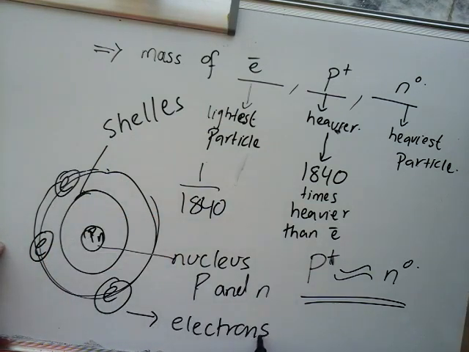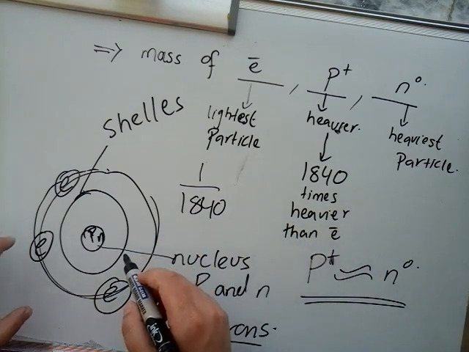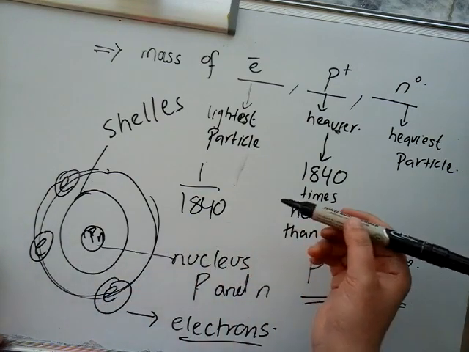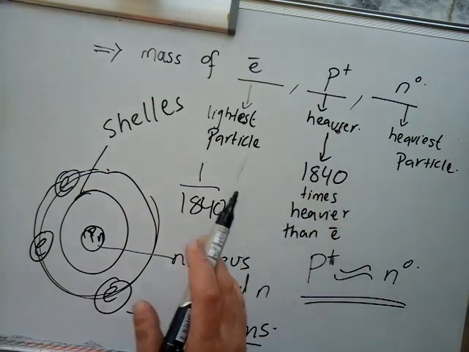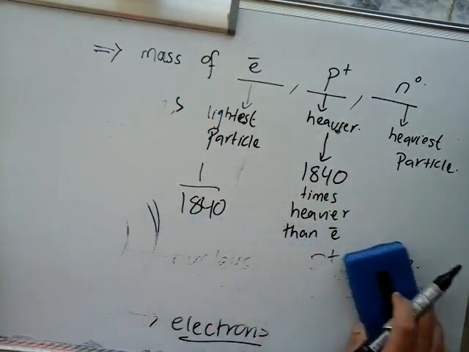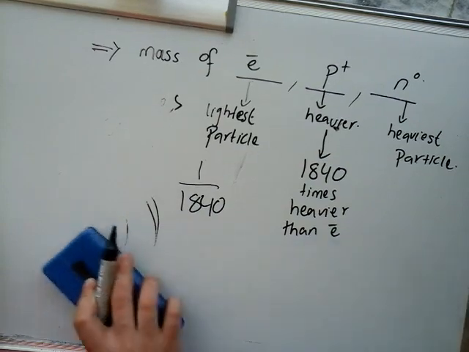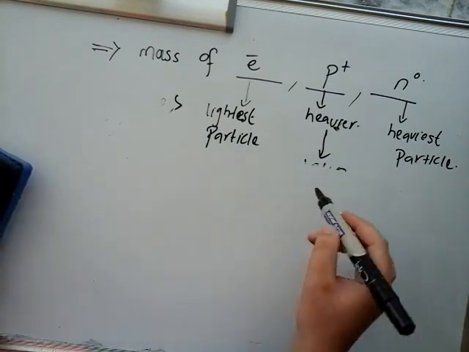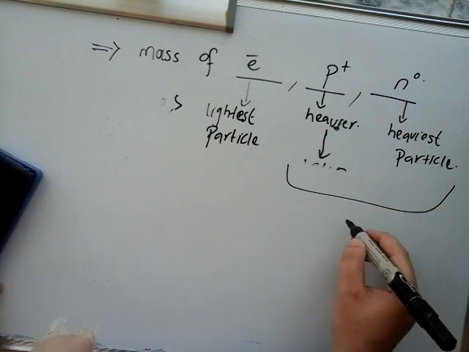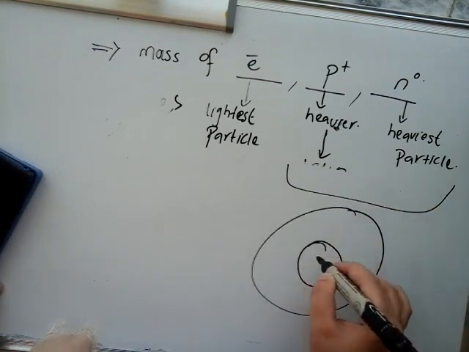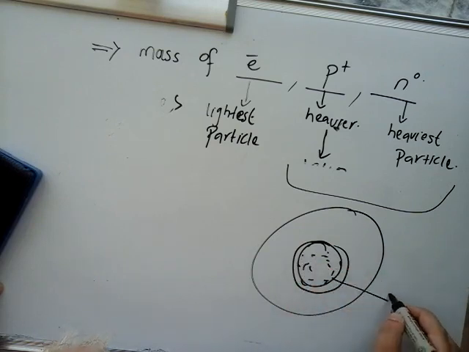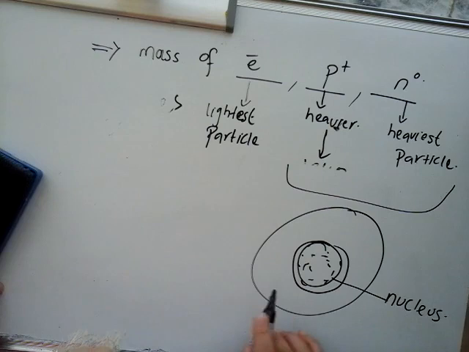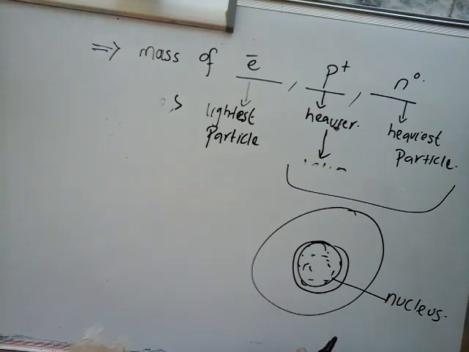Electrons are continuously revolving around the nucleus, and the proton and neutron present in the nucleus are much heavier as compared to the electron. So we can say the overall mass of the atom is concentrated inside the nucleus. Why? Because these two heavy particles are present inside the nucleus. So the overall mass of the atom is inside the nucleus. Is that clear?